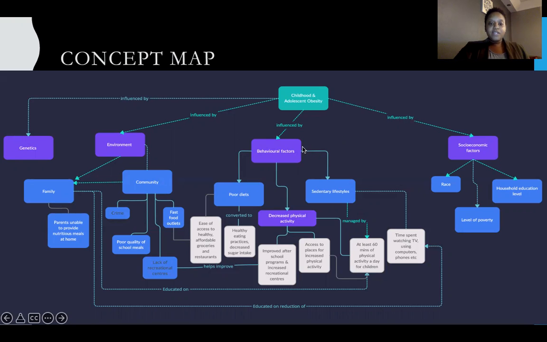Our behavioral factors, the poor diets, decreased physical activity, and sedentary lifestyles are components that contribute to obesity in children and adolescents here. And the socioeconomic factors, as I explained, are race, level of poverty, and household educational level.